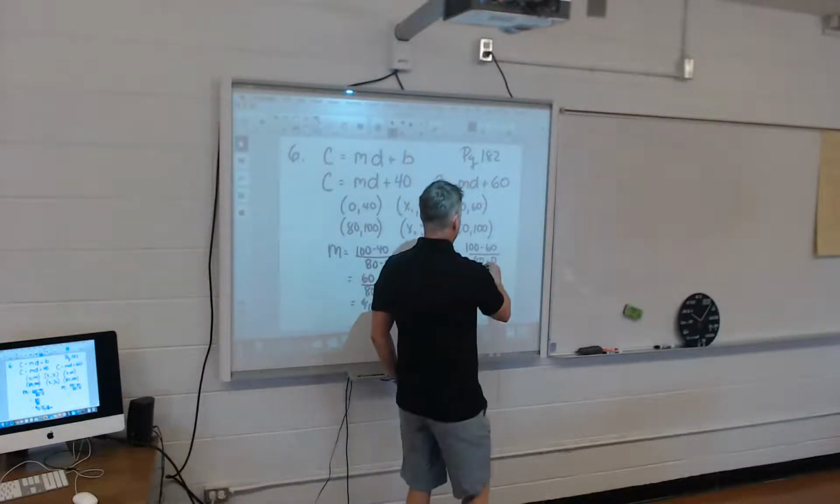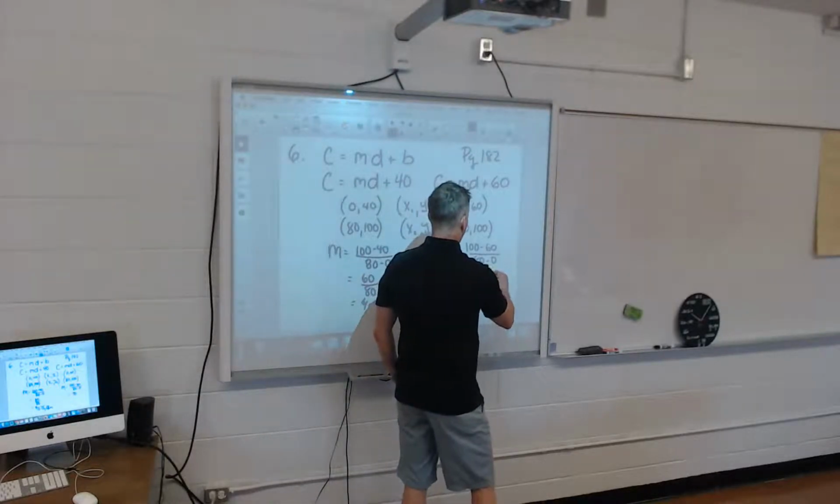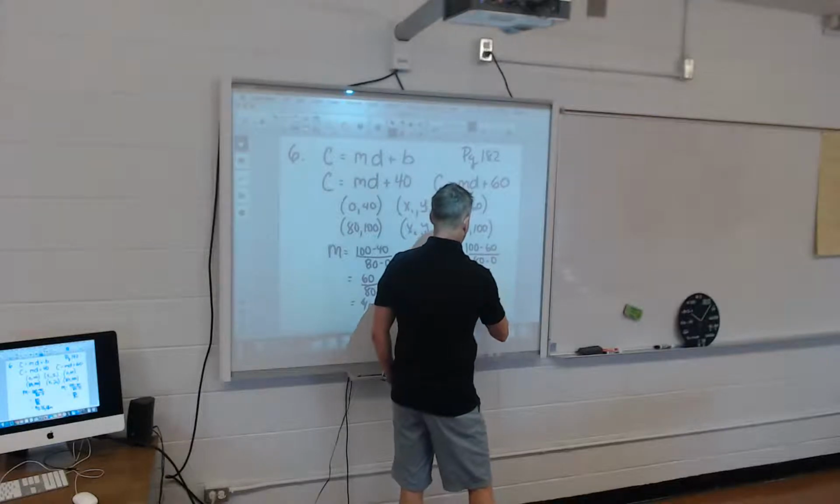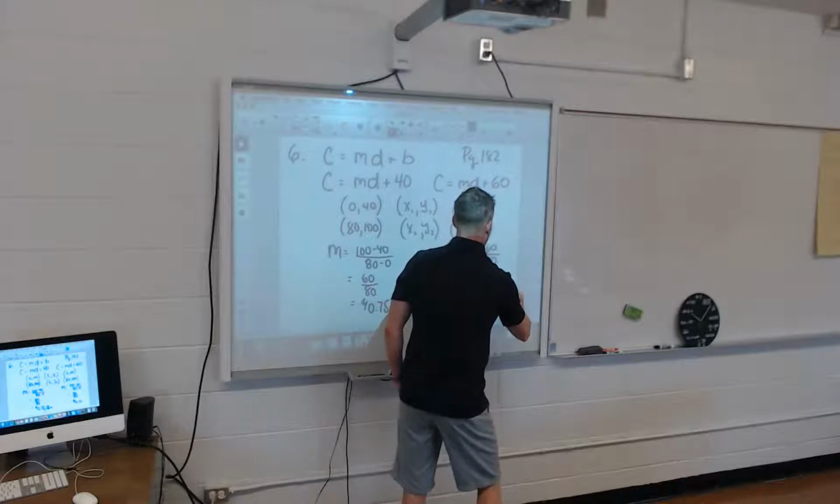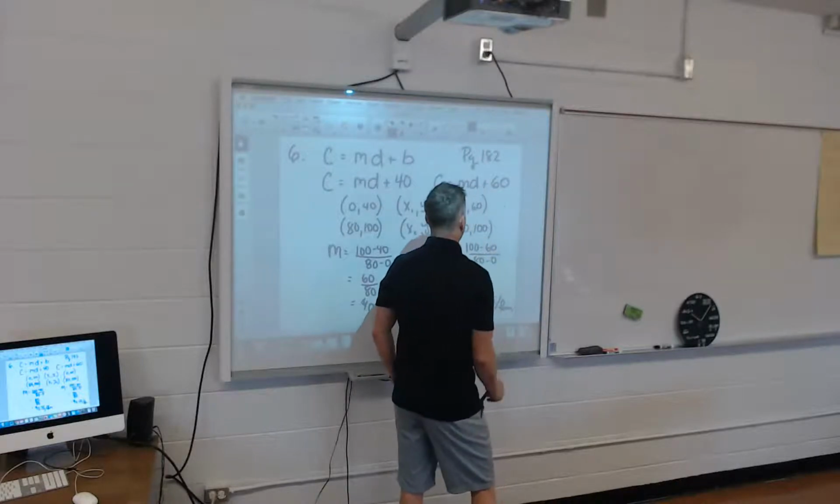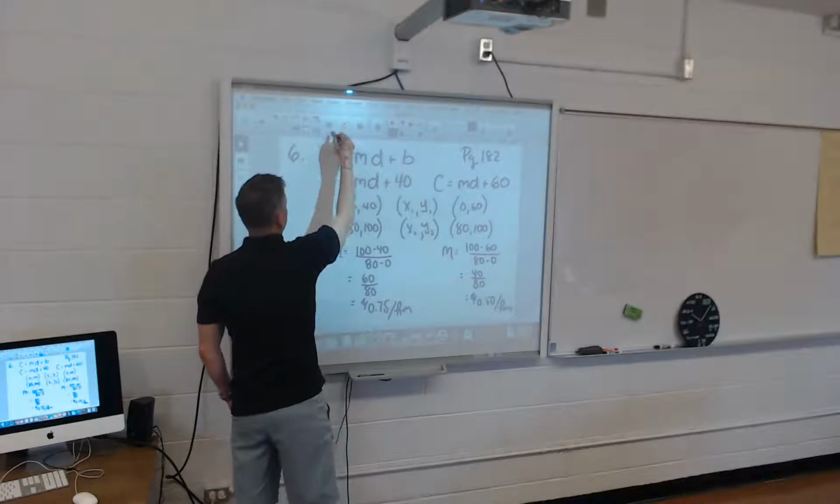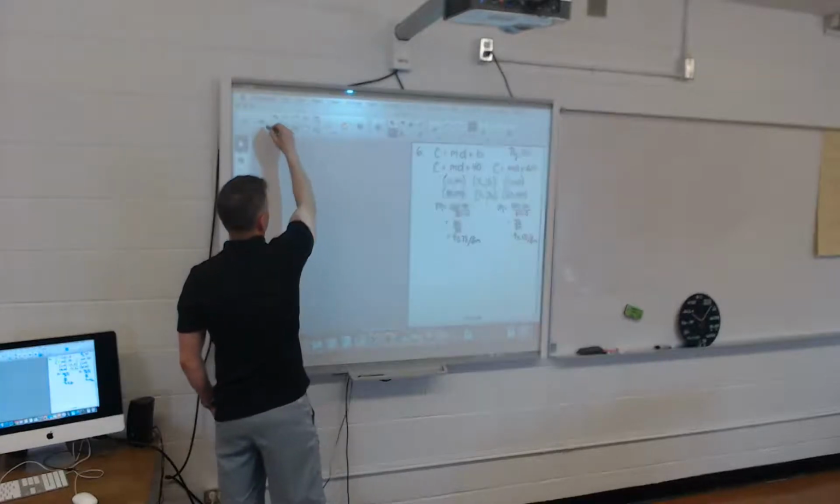This one, on the other hand, is 40 over 80, which works out to 50 cents per kilometer. I'm just going to make this a little bit smaller for a second.